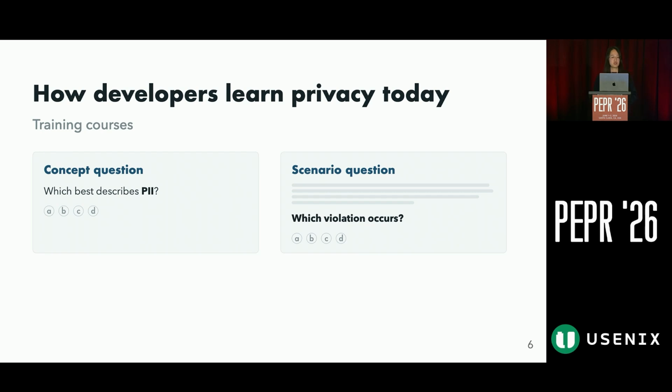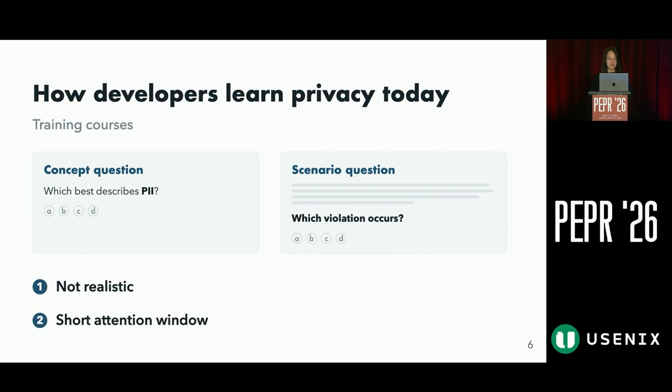So how do developers learn about privacy today? Many of them have access to training courses, which normally prepare them with two types of questions. One is concept-based questions. They ask things like, what counts as PII? And the other type offers them a short description of a scenario and then asks them what's going wrong.